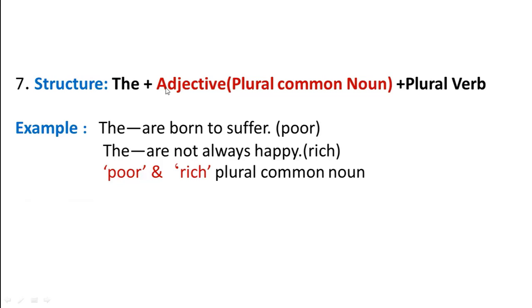Look at number 7. If you find the gap between the definite article the and a plural verb, then in this gap you can use an adjective. Look at the example. The dash are born to suffer. Here you can use poor. Then another example, the dash are not always happy. Here you can use rich. That means here poor and rich both are plural common noun.